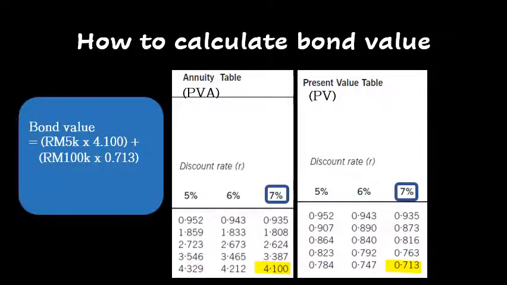At 7% and period 5, we will multiply the annuity of 5,000 ringgit with the annuity factor of 4.1 and add that to the nominal value times the present value factor of 0.713. So we will end up with 91,800 at the discount, equivalent to the value that we get when we use the present value table only. But by using the annuity factor, we make the calculation shorter. Again, please remember that we need to amend the effective rate, and thus the factor value for the annuity, if the coupon was paid semi-annually or monthly.